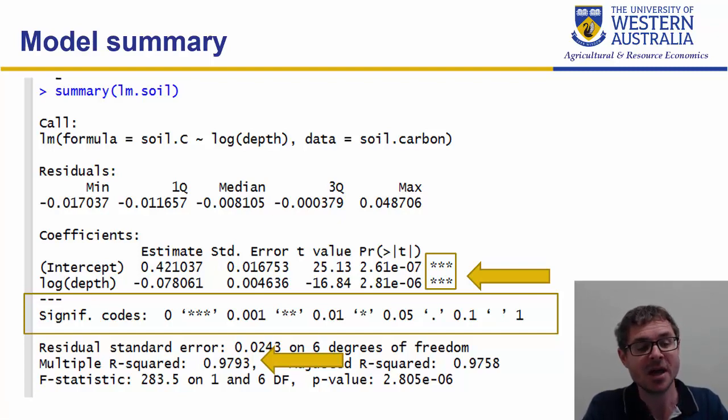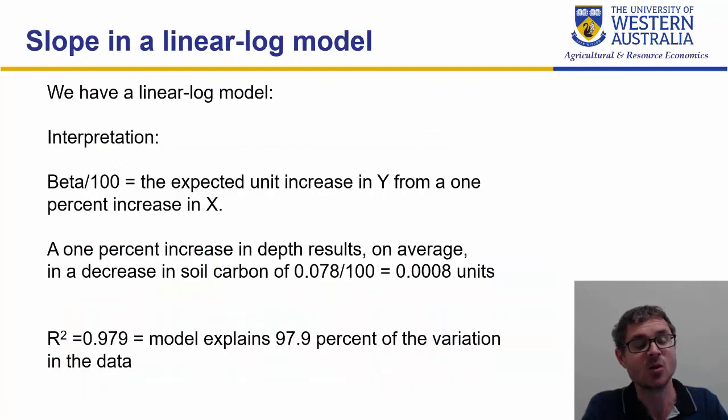Okay, what about interpretation? So we would divide through by 100 because we put the log on, and we would say a 1% increase in soil depth on average results in a decrease in soil carbon of 0.0008 units. So these are measurements in tons. If you had all those, you can imagine that would be fine. You could just report this 0.0008 tons, but you also might want to switch it to kilograms.